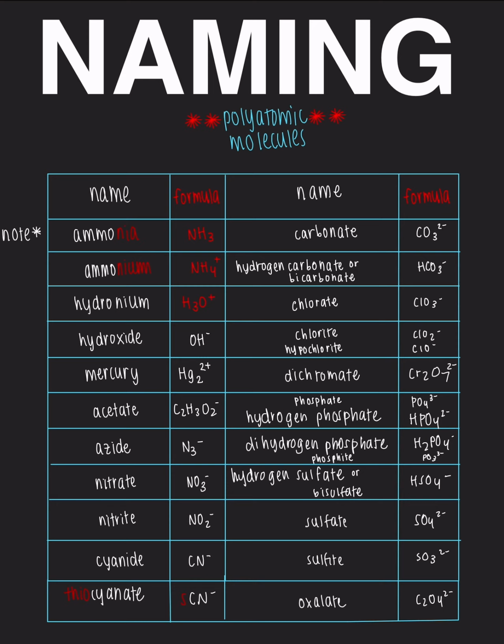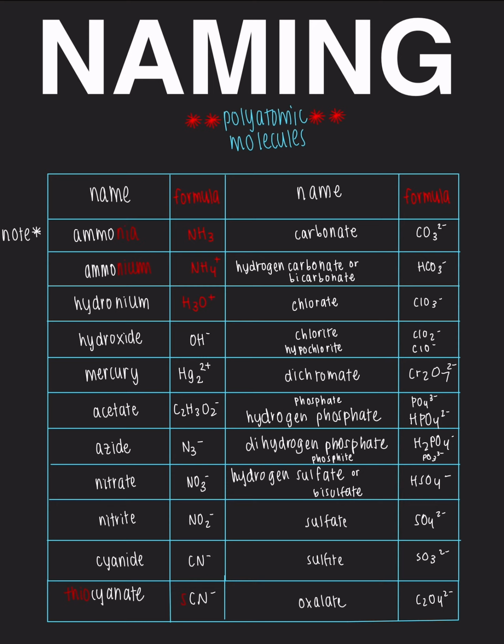Jumping back, let's keep going over the polyatomic molecules. So you have hydronium, which is H3O+, hydroxide OH-, and yes, hydronium and hydroxide are like the base of chemistry, especially when you go into organic chemistry. Like, you're going to see that a lot, so you need to get familiar and comfortable with it now. Mercury Hg2 2+, acetate C2H3O2-, azide N3-.